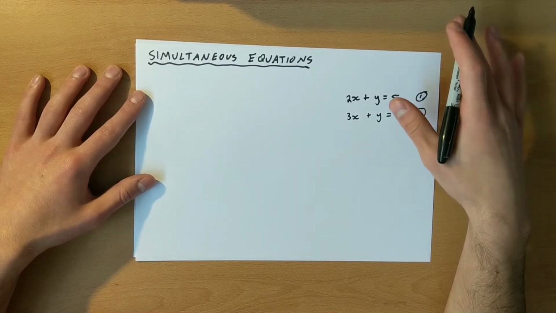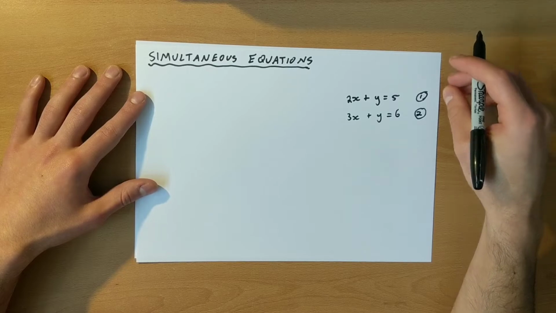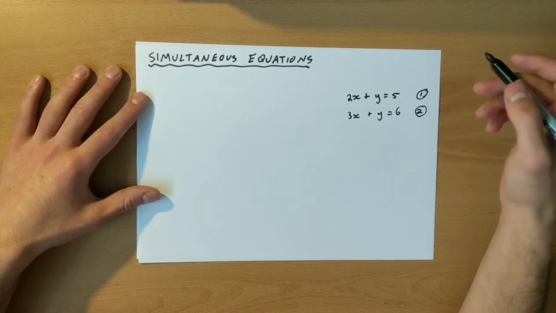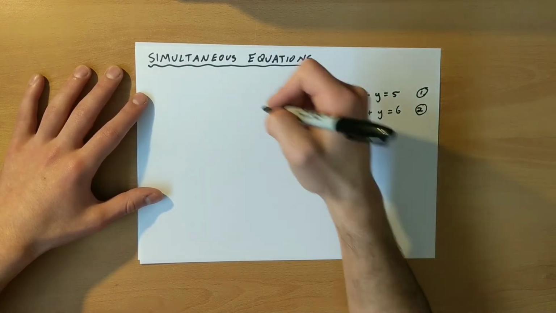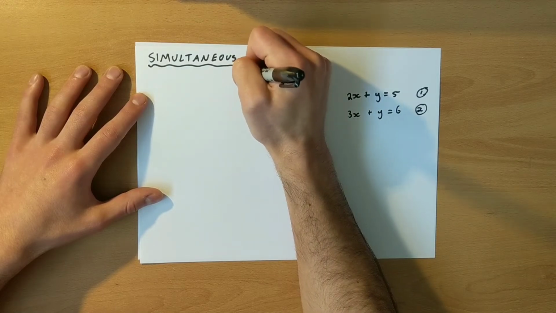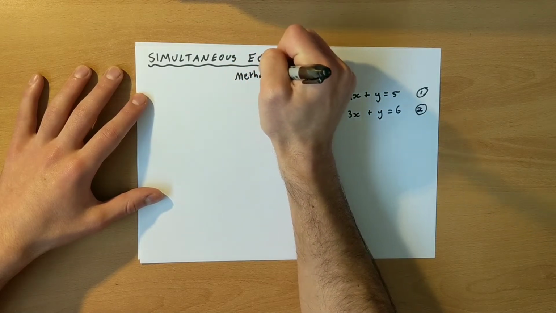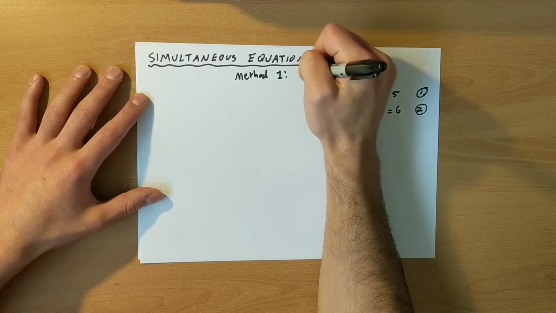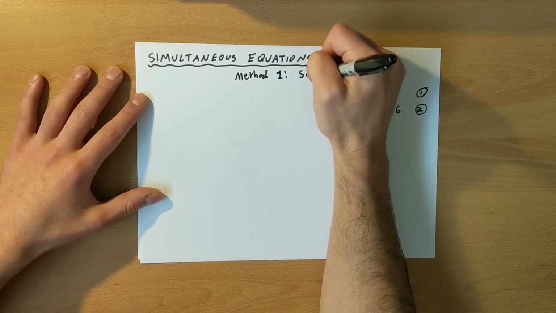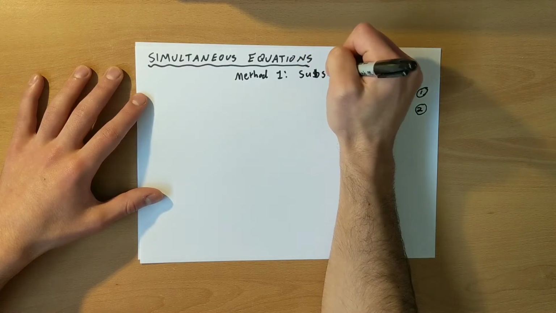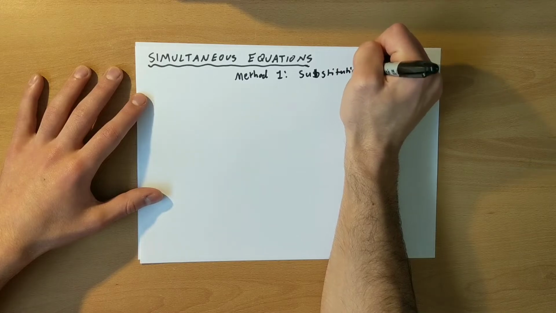Now there are a couple of different methods that we can use to solve simultaneous equations, and in this video I really want to just look at one. So this video we're looking at method 1, which is substitution.